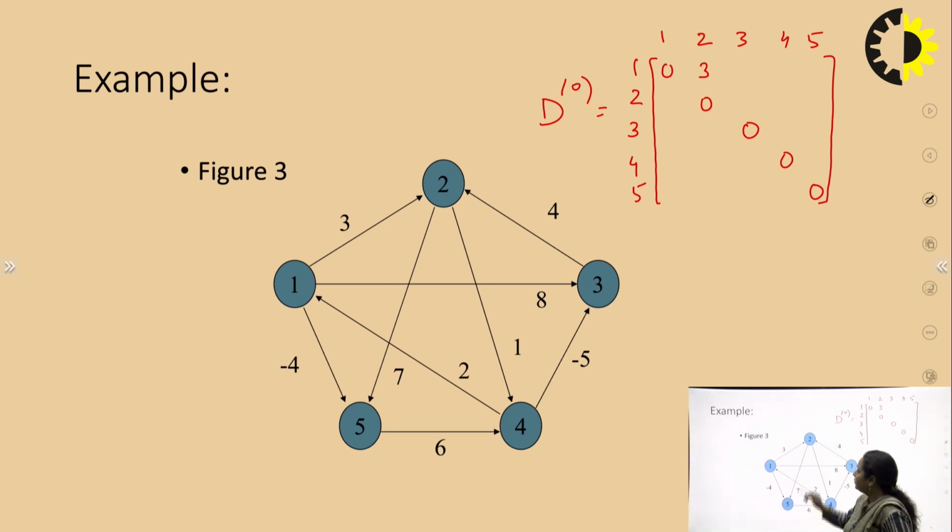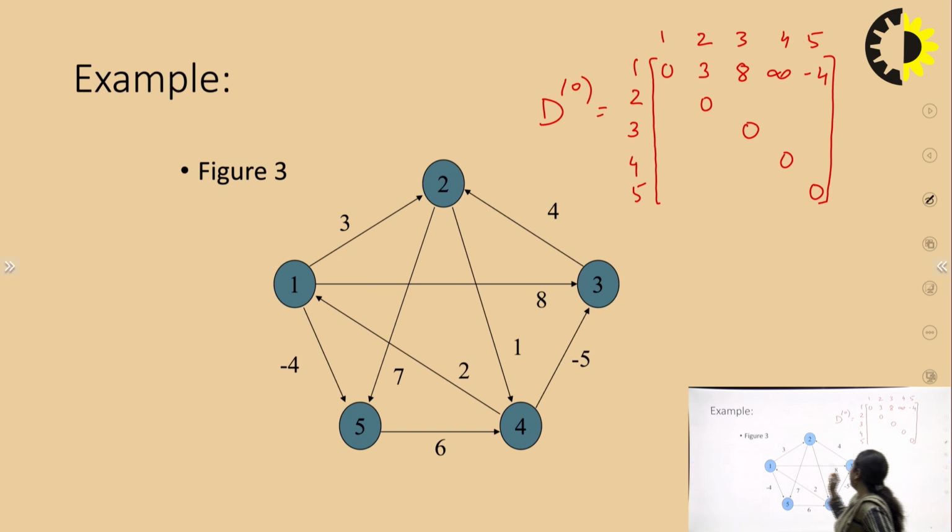Next, 1 to 3. A direct path is there and the cost given is 8, so we will write 8 here. Next, 1 to 4: no direct path is given. 4 to 1 is there but 1 to 4 is not. In this case we will write infinity, as no such path exists. There is no direct path between 1 and 4. Next, 1 to 5. 1 to 5 we have minus 4. So what will we write here? Minus 4.